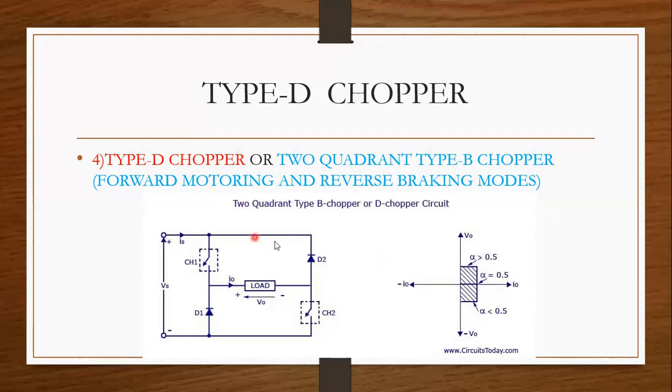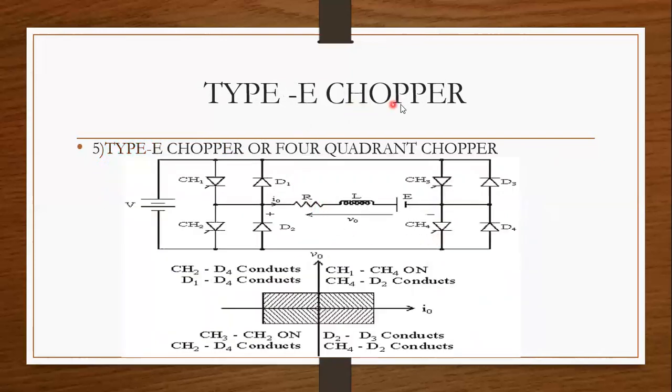We'll discuss this in detail in the next classes, about these chopper types. Type D chopper is also called a 2-quadrant type B chopper. The operating region is forward motoring mode and reverse braking mode. Understood? This is type D chopper, and then finally type E chopper.